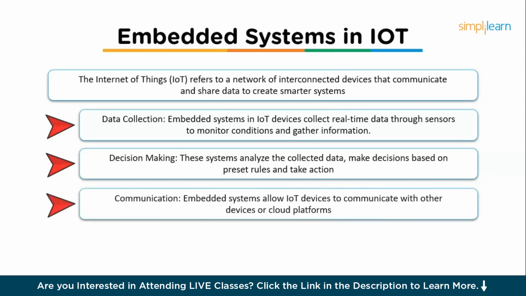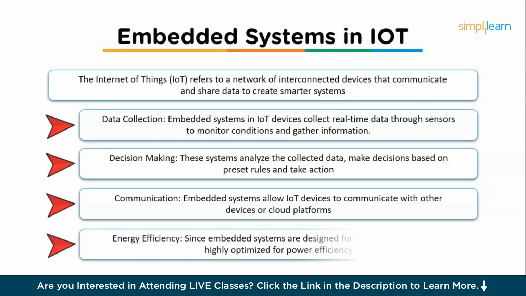Then we have communication. Embedded systems allow IoT devices to communicate with each other and with cloud platforms. So this connectivity enables devices to share data, receive updates, or send commands. Then we have energy efficiency. Since embedded systems are designed for specific tasks, they are highly optimized for power efficiency, ensuring that IoT devices can run for longer periods without draining much energy.